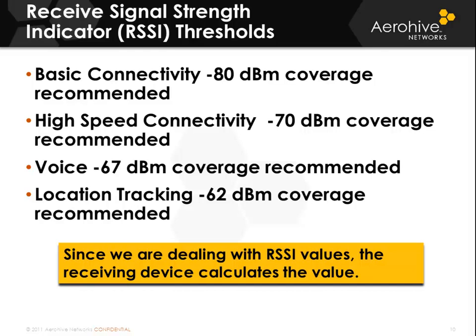When discussing voice, a negative 67 dBm signal is twice as strong as a negative 70 dBm signal, remembering that for every 3 dBm of gain you double the signal strength, and for every 3 dBm of loss you cut it in half. A negative 67 signal is 3 dBm stronger than a negative 70 signal. Since we're dealing with received signal strength indicator values, the receiving device calculates the value, not the transmitting device.